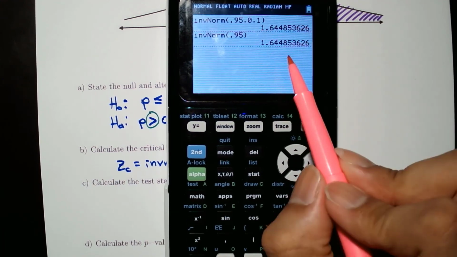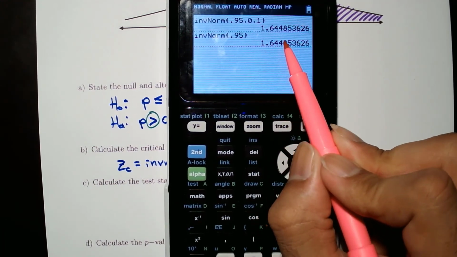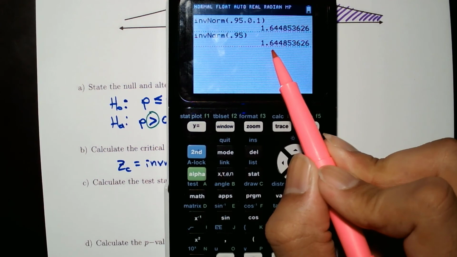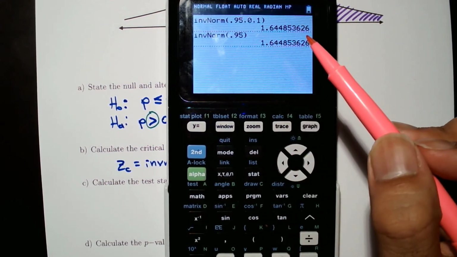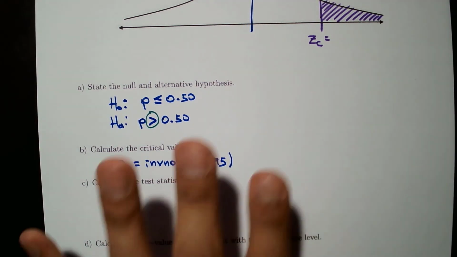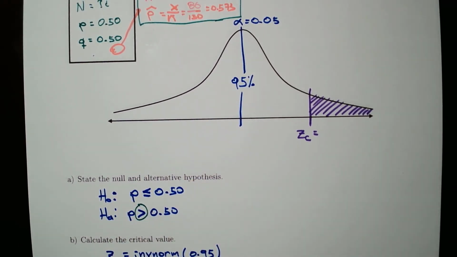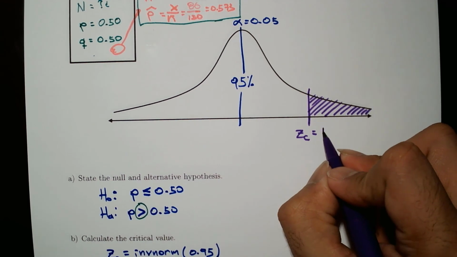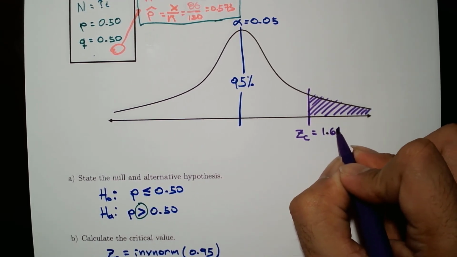Alright, now another thing to recall is that the rounding rule for z-scores is 2 decimal places. Okay, so this is the z-critical. So let's see. Z-critical 1.64. Okay.